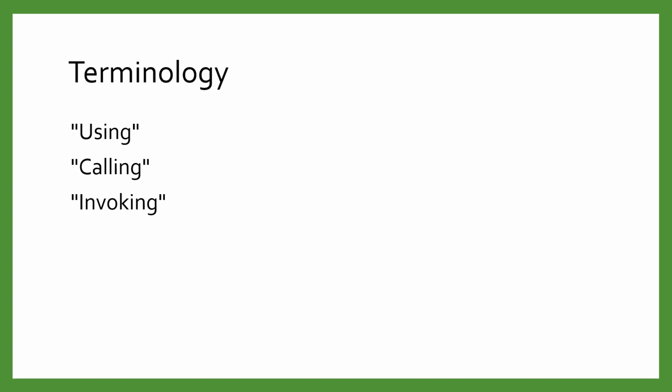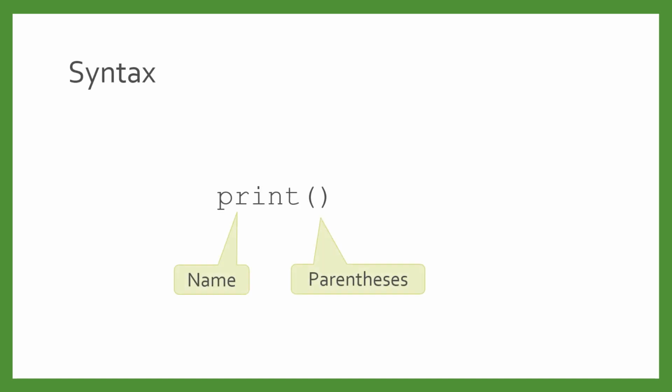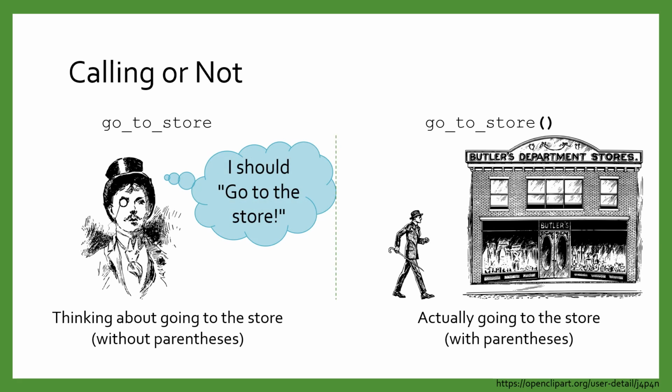When you want to use a function, we say that you call it. Another term is invoking a function. There are two essential parts to calling a function: the name of the function, and then parentheses following the name. To call a function, you must add parentheses. Otherwise, you are simply referring to the name of the function rather than executing it. Think of it as the difference between thinking about going to the store as opposed to actually physically going to the store.